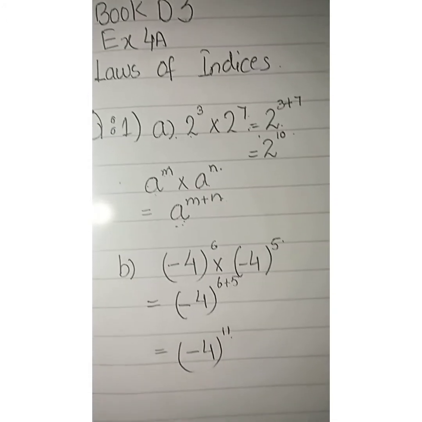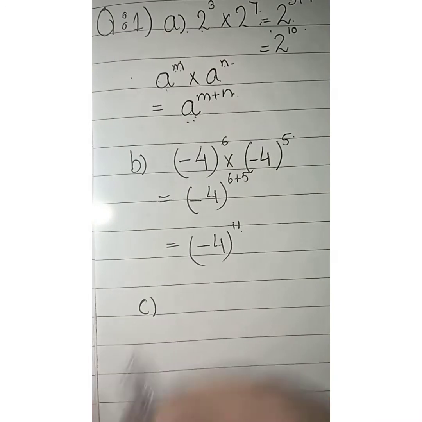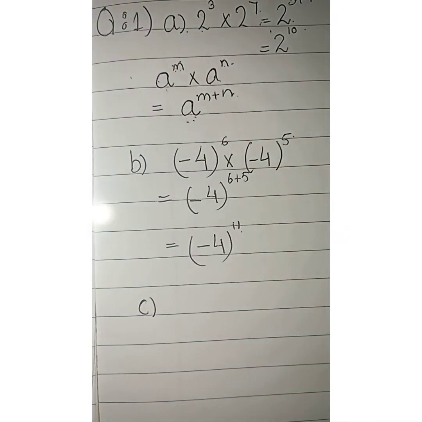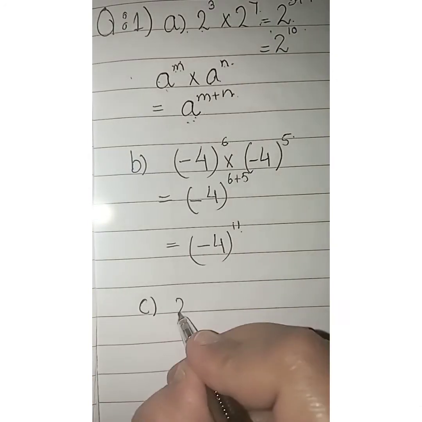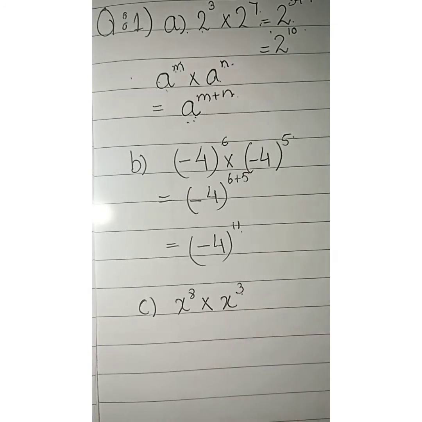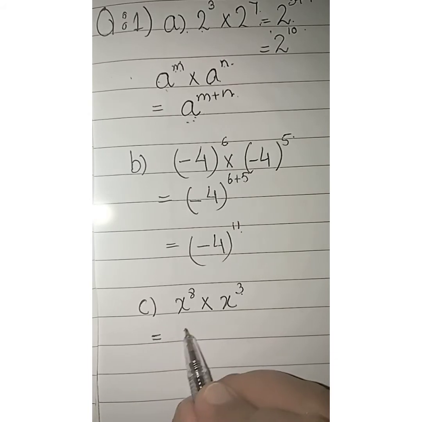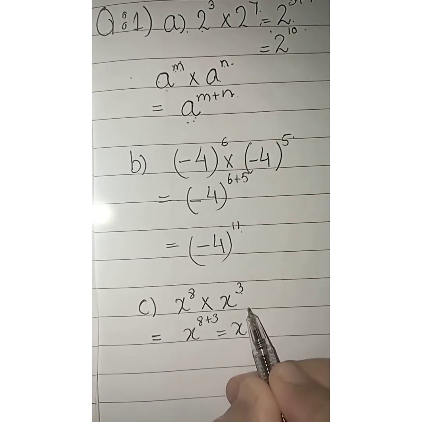It's very simple. Now moving on to the C part. The C part of this question number 1 says x power 8 into x power 3. Now, either it's a variable or a number, the rule applies, and it will become x power 8 plus 3, which is x power 11.